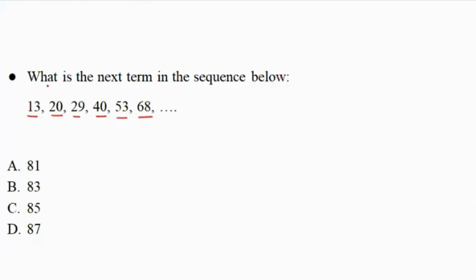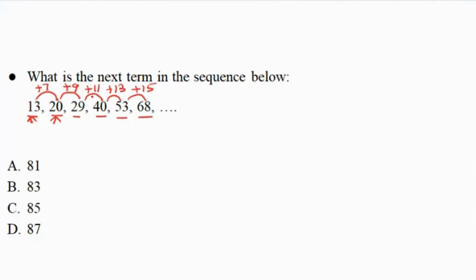So for that, our first number is 13, our second number is 20. If I'm finding the difference between them, I can say it is increasing by 7. Correct? Now, between the second number and the third number, the difference is 9. And afterwards, the difference increases by 2 and it becomes 11. Again, the difference increases by 2 and it becomes 13. Again, it increases by 2 and becomes 15.